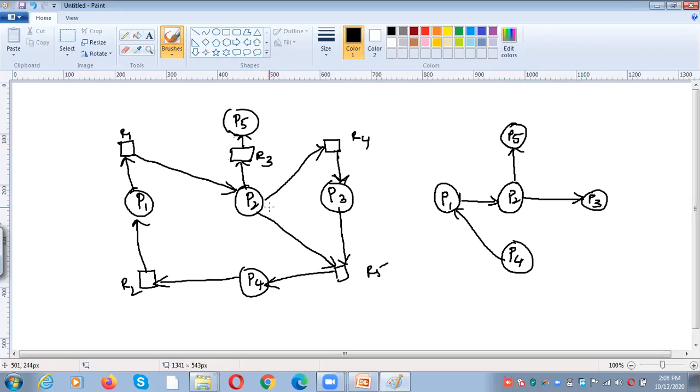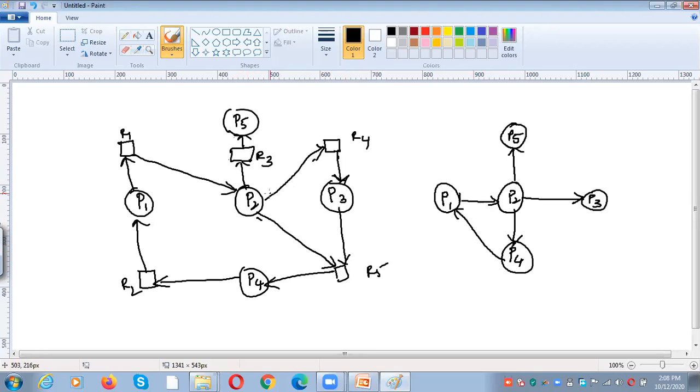And then what about R5? P2 is waiting for R5 and it is allocated to P4. That means P2 is also waiting for P4. This is the connection, right? So P2 is also done, with all the connections in this direction, this one, and this one. Now you need to talk about P3. The P3 connection here is already done.